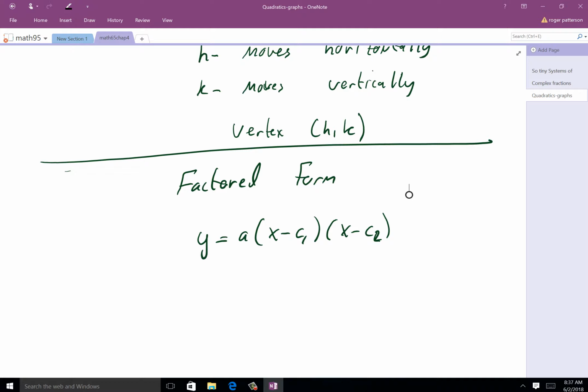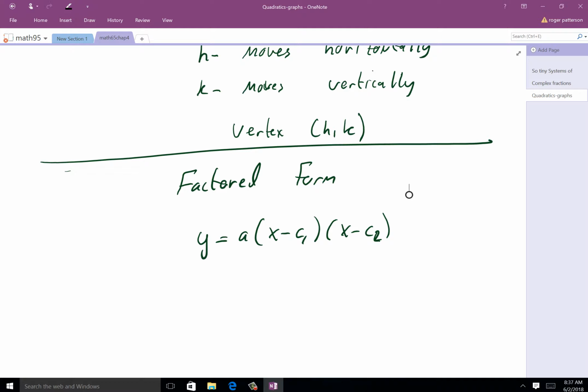So now, here's my equation, x minus c1, x minus c2. This is factored form. If I play a, guess what? Nothing's going to change. What's neat is that a is always the same. It doesn't matter what form it's in, a does the same thing every single time. That's the good thing about a.